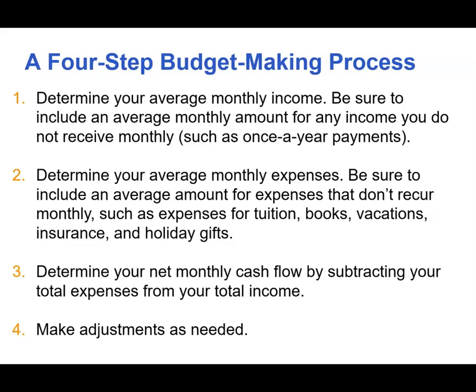So you want to follow this four-step budget making process. First, you want to determine your average monthly income. Be sure to include an average monthly amount for any income you do not receive monthly, such as payments you only get once a year. Number two, determine your average monthly expenses. Be sure to include an average amount for expenses that don't recur monthly, such as expenses for tuition or books, vacations, insurance, and holiday gifts. Number three, determine your net monthly cash flow by subtracting your total expenses from your income. Then you want to make the adjustments as needed.